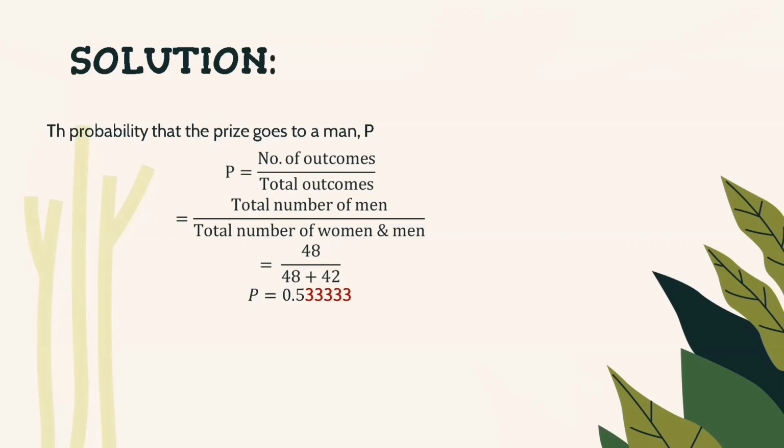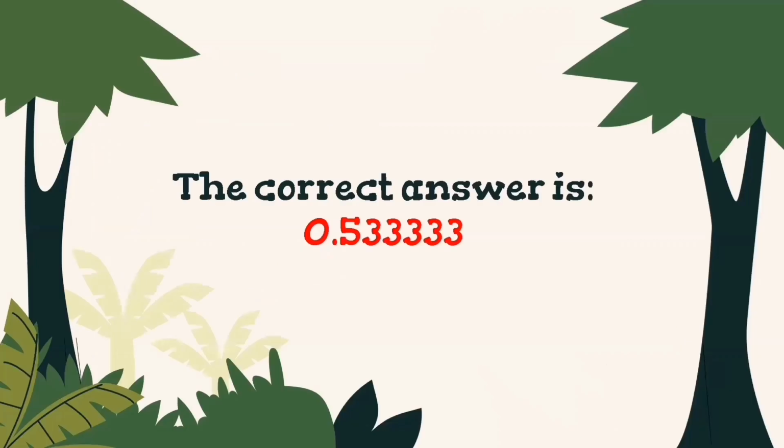And in the party, there are 48 men and 42 women. So we have here 48 over 48 plus 42, and the result of that is our probability. So the correct answer is 0.53333, or 0.53. And thank you.